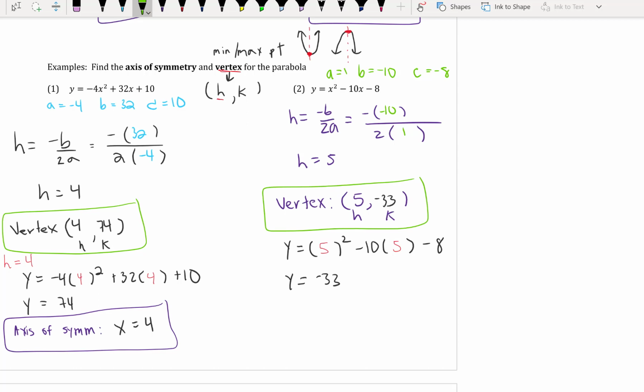So now I have my vertex. So now I'm going to say that the axis of symmetry is going to be, and you always have to write x equals, and now you're going to input that h value. Here that h value is 5. And so that is how I found the vertex and my axis of symmetry. So once you find the vertex, you already have your axis of symmetry, right? It's just that h value.